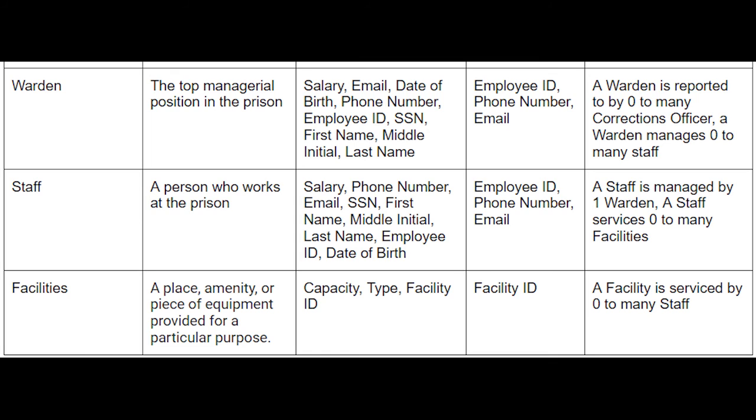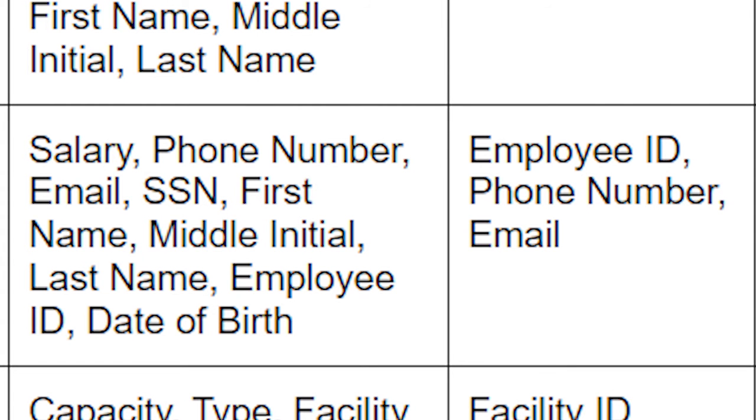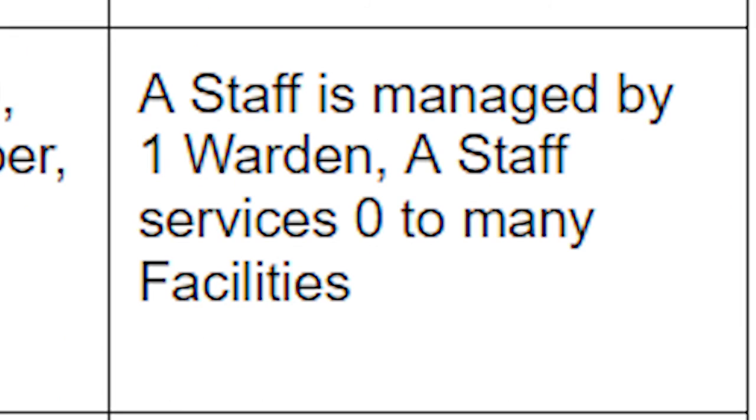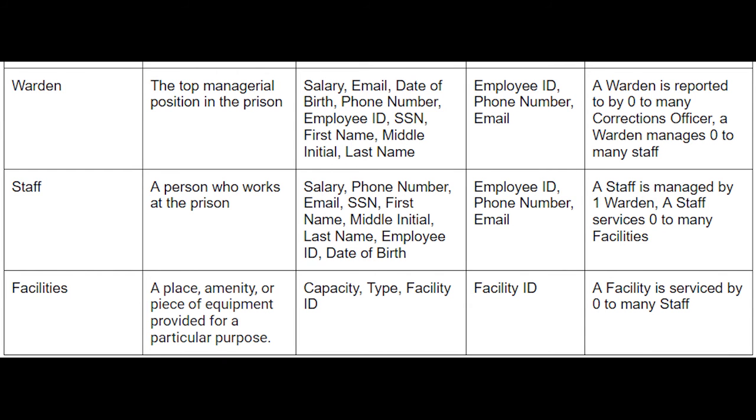Here, the staff means personnel who are working on prison facilities, so workers within the prison that aren't necessarily corrections officers or anything like that. Their attributes are salary, date of birth, phone number, employee ID, email, last name, social security number, first name, and middle initial. The keys will include employee ID and phone number. And they're going to be managed by the one warden in the entire prison and will provide service to 0 to many facilities.